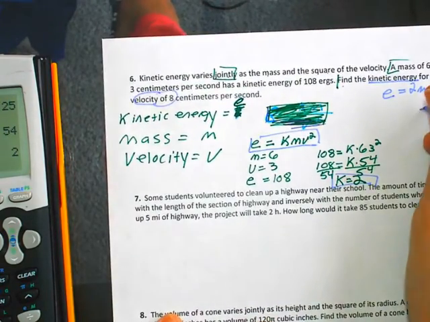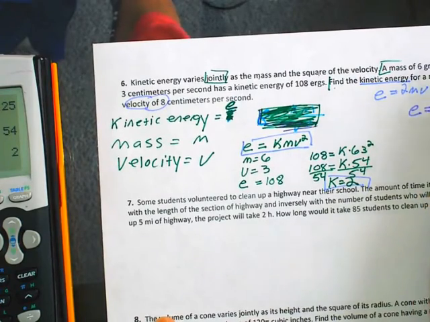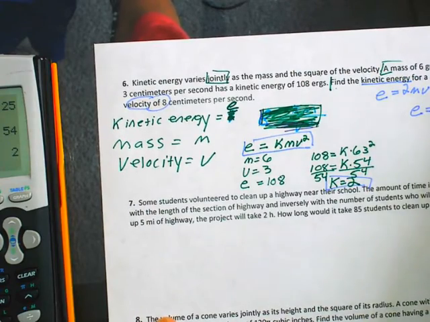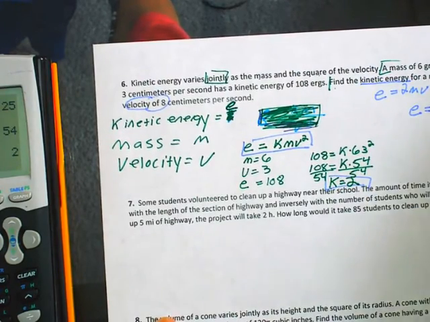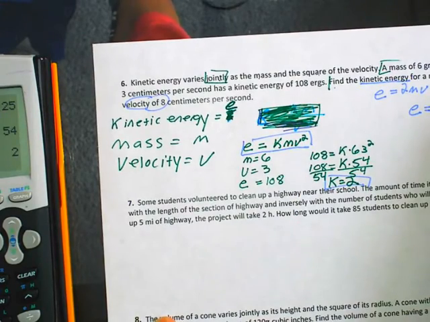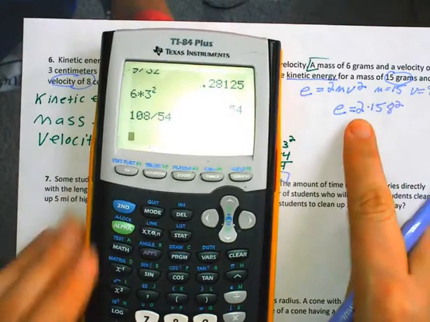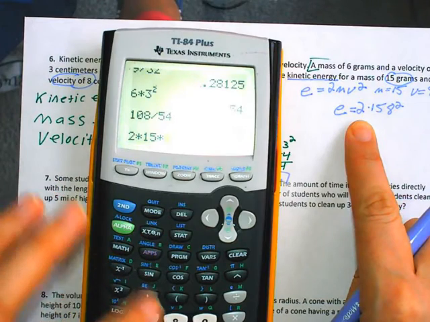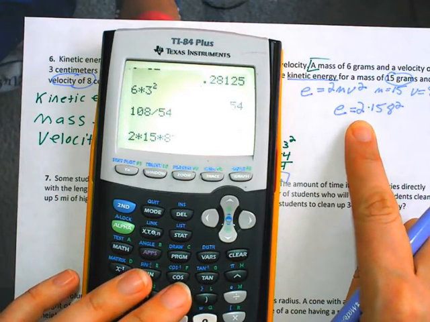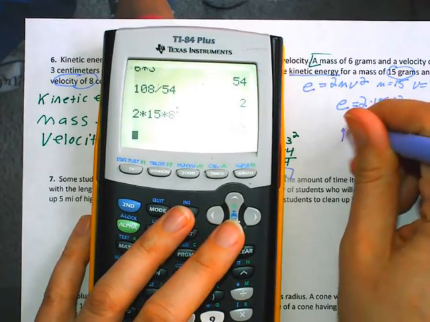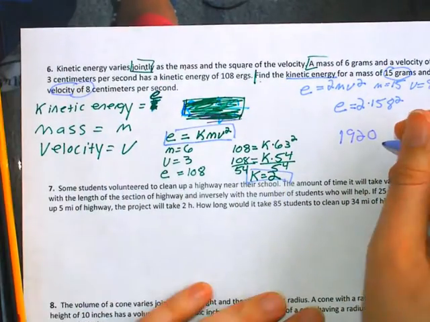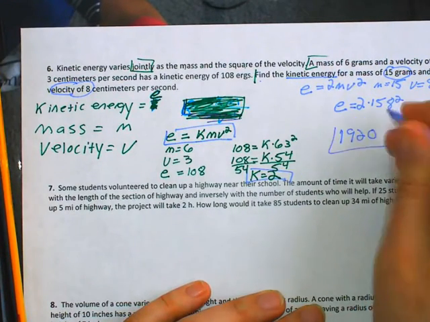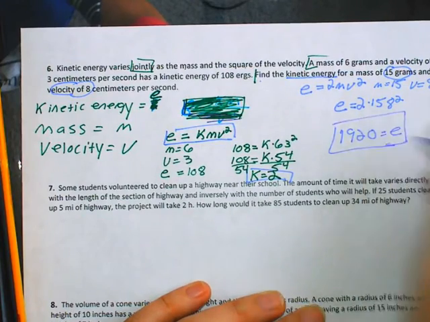Okay, so I want to know what my kinetic energy is when I have a mass of 15, M equals 15, and velocity, V equals 8. So substituting it in, I have 8 squared. Now I don't need to solve this, I'm just going to simplify, put this in the calculator. 2 times 15 times 8 squared. So that gives me 1,920 for the kinetic energy.